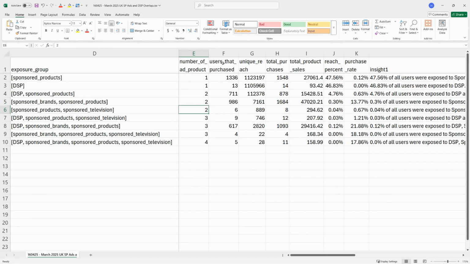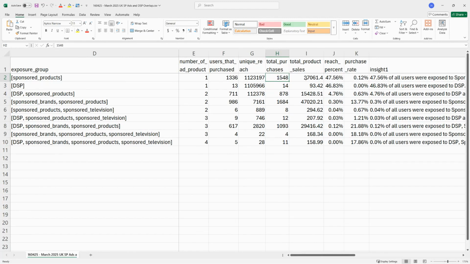The next column is users that made a purchase. This is the unique users that made a purchase in this time frame, and then unique reach. That's the number of actual users who were exposed to the Sponsored Products ad only, and they didn't see any other campaign type. Then the total purchases they made. This means that there are a few users that actually buy more than one product. That's why the users that purchased is 1,300 and the total purchases is 1,500.